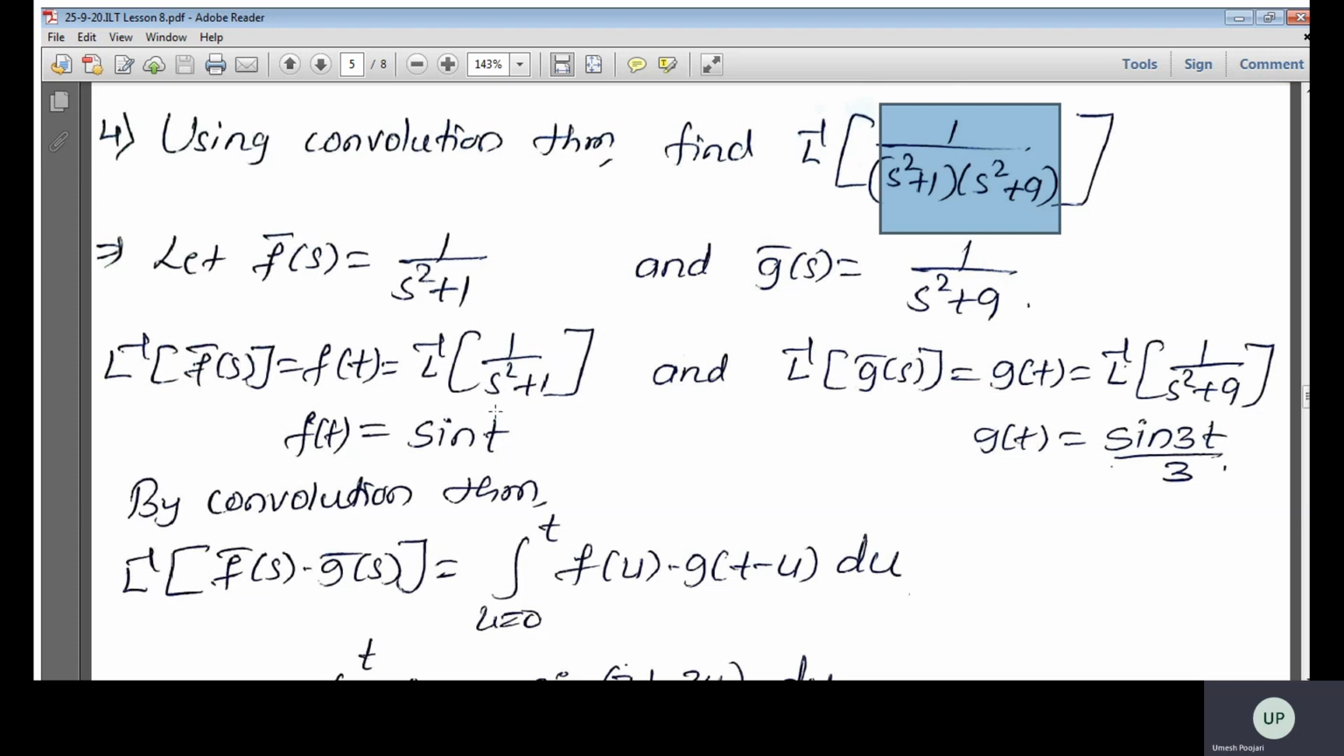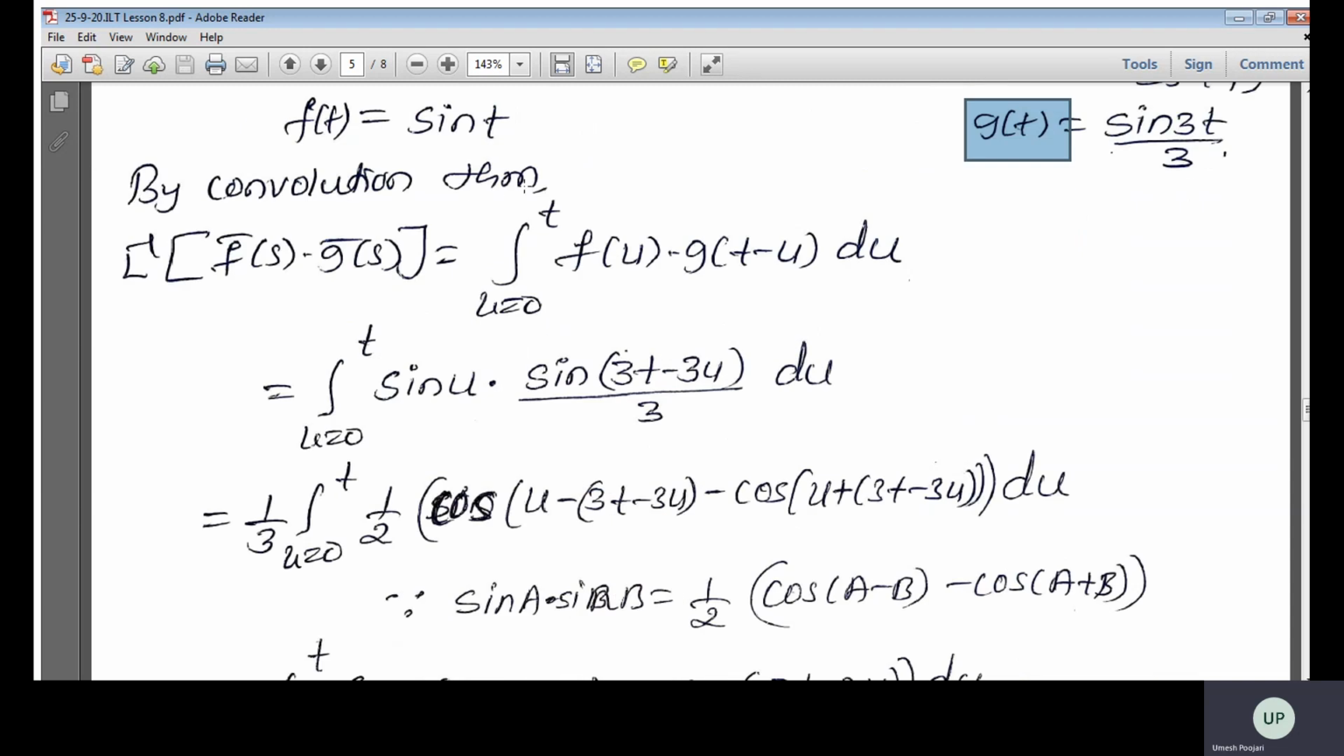So L inverse of 1 by s square plus 1 is sin t. Similarly, L inverse of g bar of s, that is g of t, will be L inverse of 1 by s square plus 9, that will be sin 3t by 3. So now we know the value of f of t and g of t. Now we can use the convolution theorem. Therefore by the convolution theorem, L inverse of f bar of s into g bar of s will be integration of f of u into g of t minus u, du. Integration is from 0 to t. So you can observe here f of u is there, but f of t is sin t.